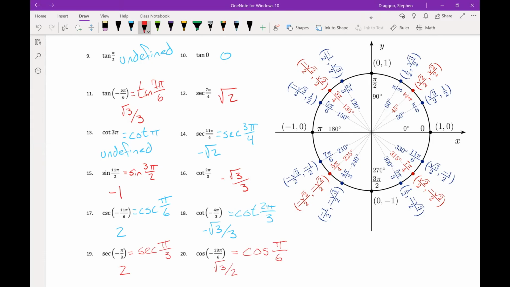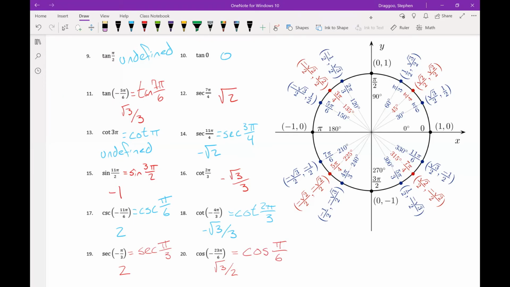Then let's cover some highlights of problems 9 through 20. In problem 9, we're looking at the tangent of pi over 2. And tangent is the y value divided by the x value, which in this case would result in us dividing by 0, which means that we're not going to get a solution. So that's going to be undefined.